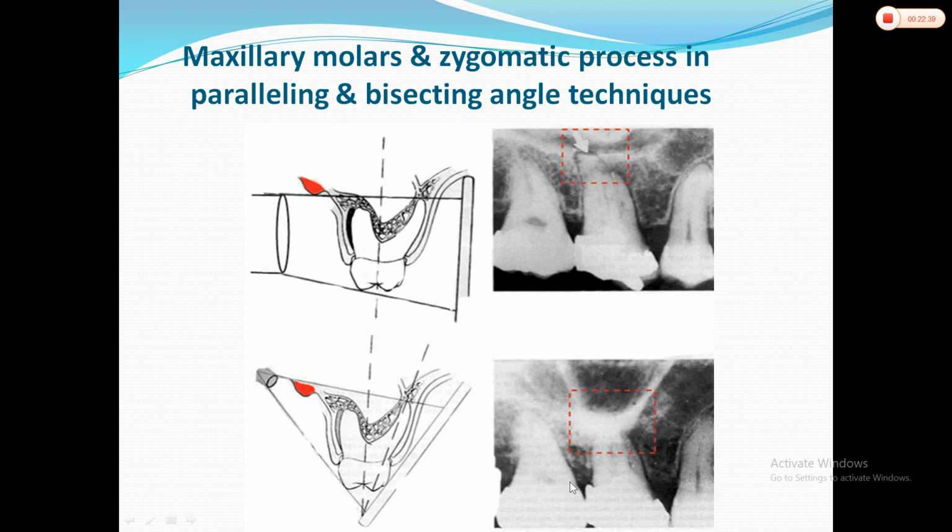But in the second radiograph, which was taken using the bisecting angle technique, there is radiopaqueness due to overlapping of the zygomatic bone over the upper molars. And these apical and periapical areas of the molars are not clear. So it is a disadvantage of the bisecting angle technique when used in the upper molar area.